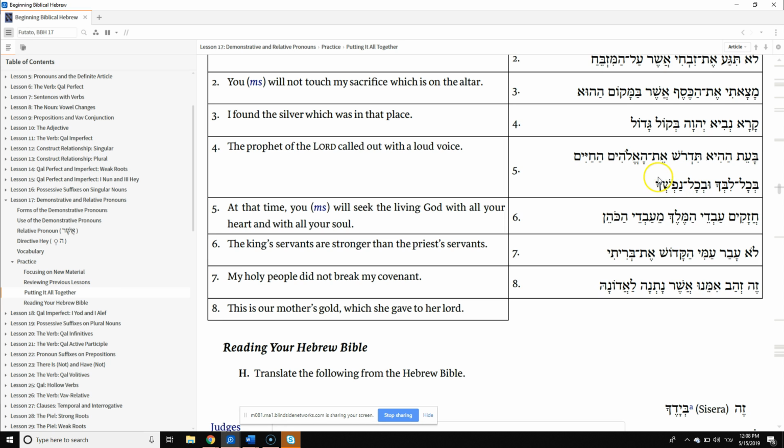Nafshecha is your soul. So altogether we have, at that time, you will seek the living God with all of your heart and with all of your soul. Obviously, you don't have to include the "of"s here. Those are understood in English, but just bringing out the fact that these are in construct. All right.